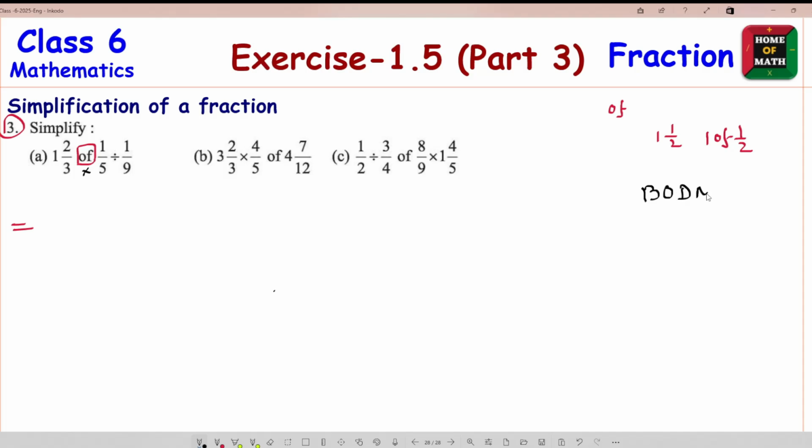BODMAS, we have to work the bracket first and then these of. Okay, next, we already know about these things, so our topic here is just division, multiplication and of.